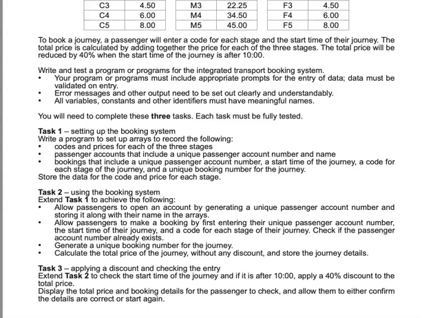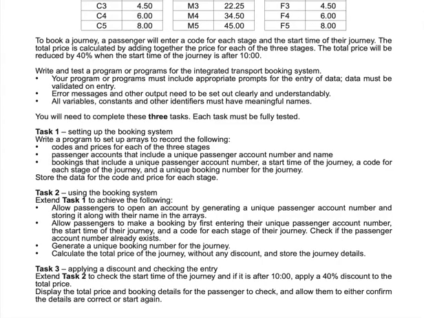Then task 2, using the booking system, we're going to extend task 1 to achieve the following: allow passengers to open an account by generating a unique passenger account number and storing it alongside their name in the arrays. Allow passengers to make a booking by first entering their unique passenger account number and the start time of their journey and a code for each stage of their journey.